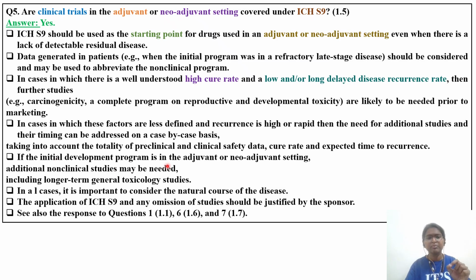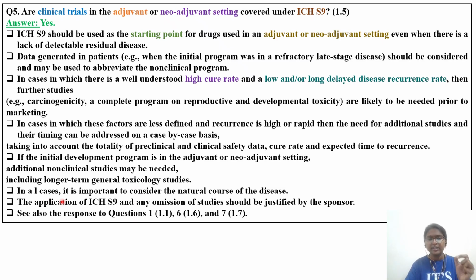If the initial development program is in an adjuvant or neoadjuvant setting, additional non-clinical safety studies may be needed, including long-term general toxicology studies. Then you will decide whether I will go for a 6 month, 9 month or 1 year repeat dose toxicology study, either in a rat or a rabbit, or in a dog or monkey, like that.